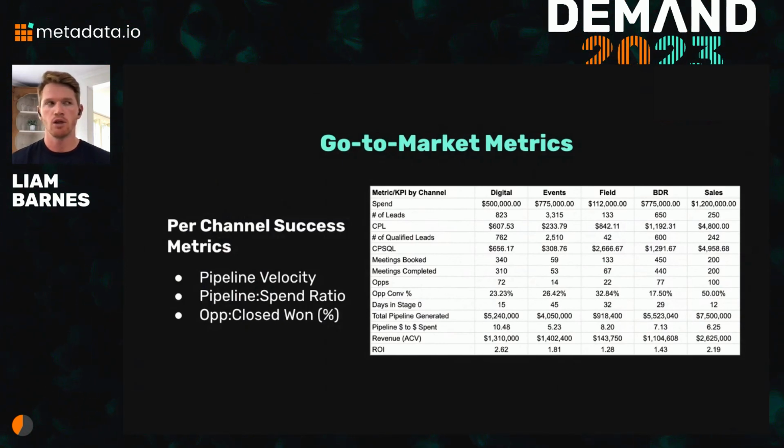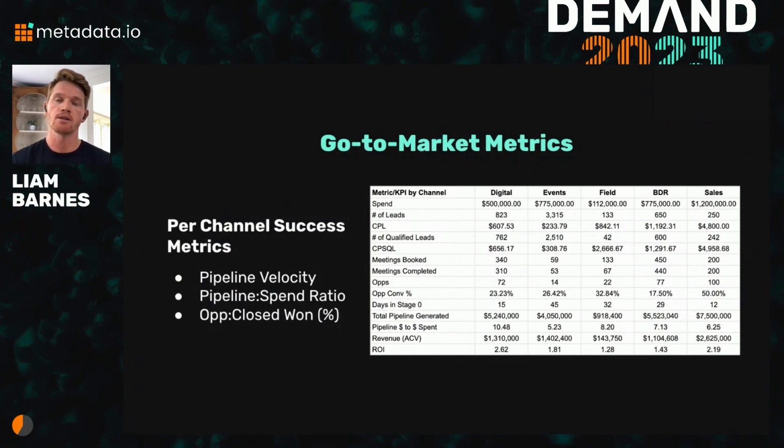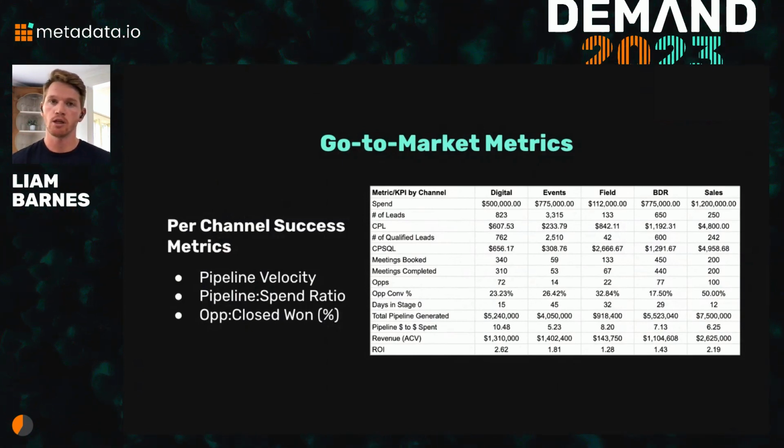And if you hear a lot of people on LinkedIn and Twitter talking about this pipeline velocity metric, it's really trying to find channels within your marketing where you can find really low pipeline velocity numbers, which obviously means higher velocity of turning into opportunities.